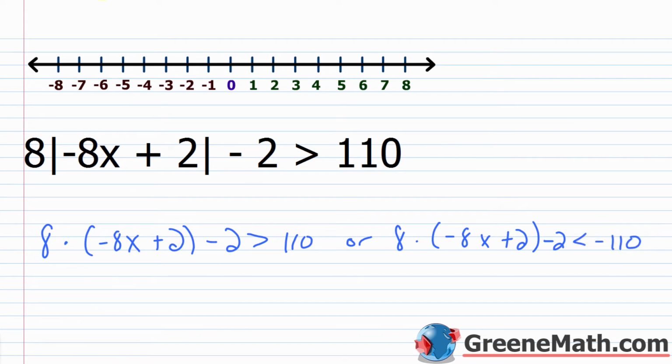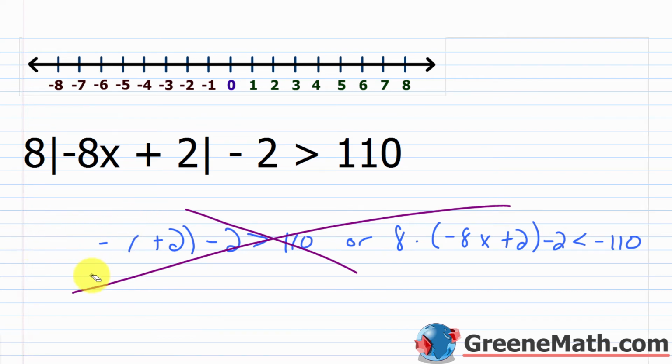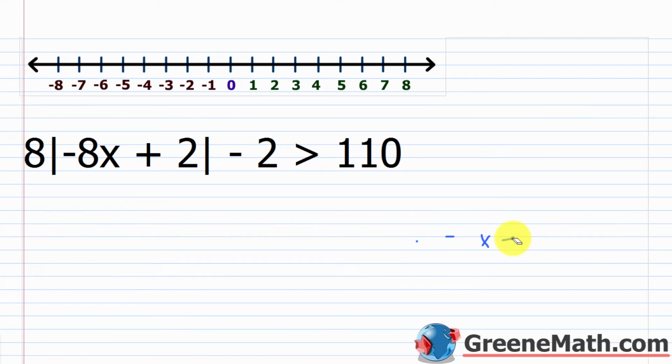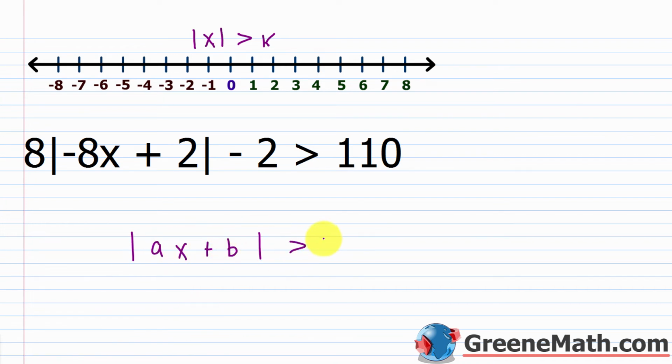No, okay? Do not do this. Wrong. You have to isolate the absolute value operation first. You want it to look like this: the absolute value of something, let's just say x, it doesn't matter what it is, is greater than some value k. So this x could be anything. It could be the absolute value of ax plus b, if you wanted to make it more complicated, is greater than k. This leads to what?